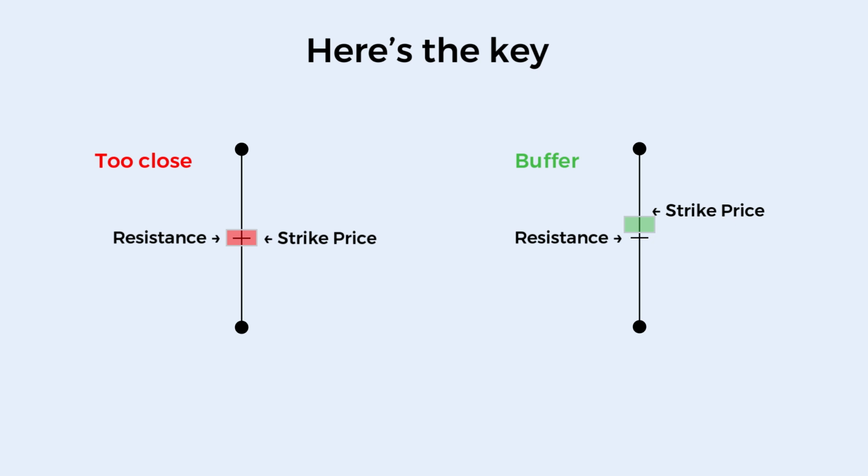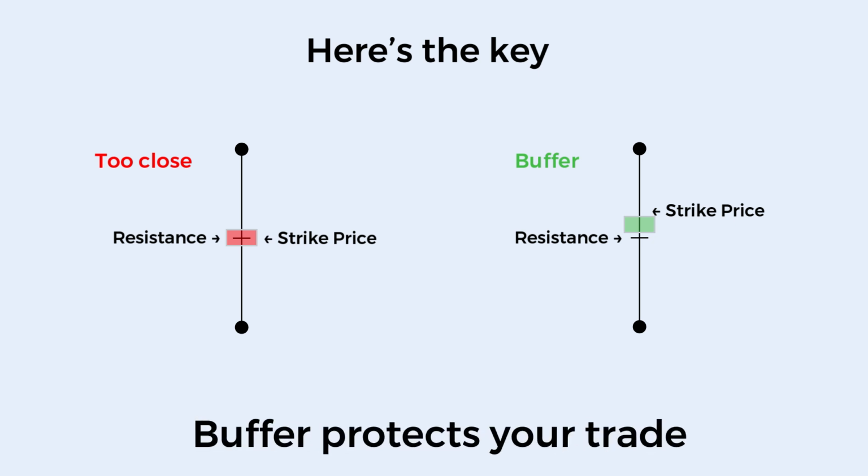Because markets are not precise. Price often tests levels, breaks them briefly, and then reverses. That buffer is what protects your trade from normal market movement.